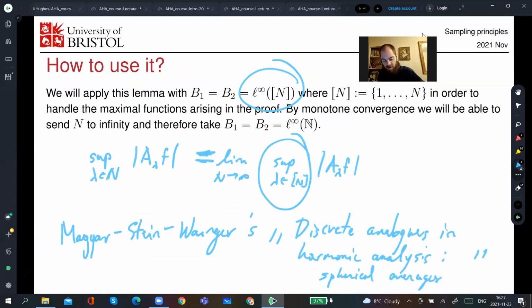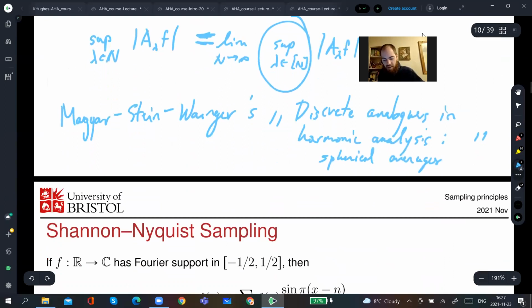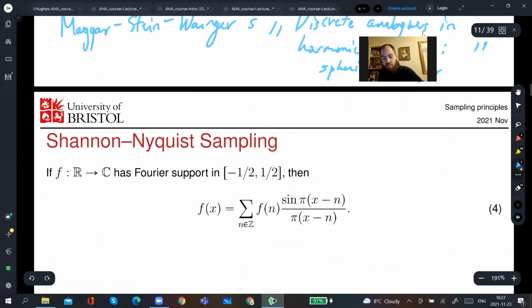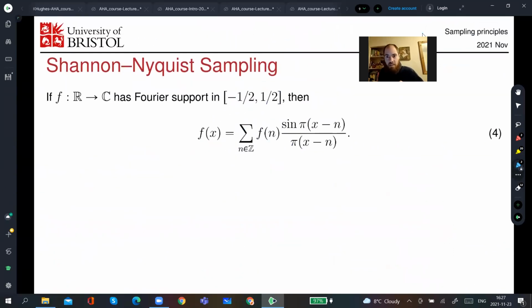It's very slick and nice, but rather than just go through their proof, I'd rather build up to it and give an indication of where these ideas come from today. One of the very motivating examples is the Nyquist-Shannon sampling theorem. And this is the following reconstruction formula.